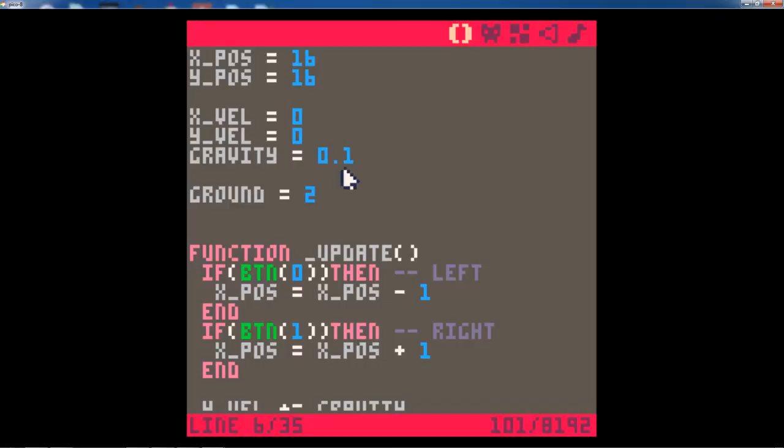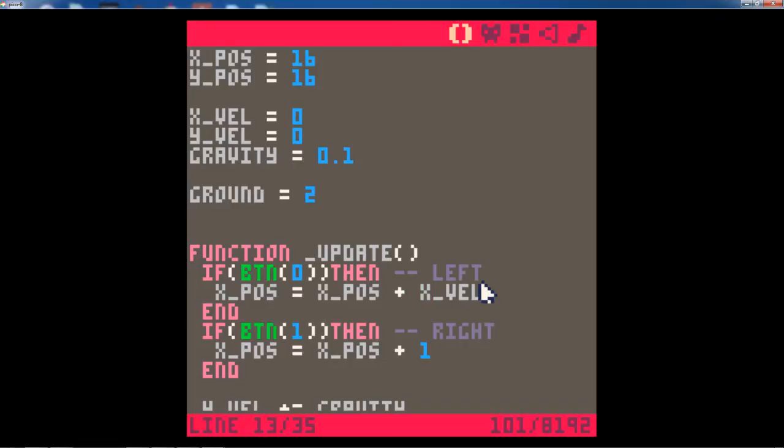So for gravity, for falling, for the y velocity, we had gravity being added. We're going to need a walk velocity. So first off, it could be x pos equals x pos plus x vel, but I'm going to use the shorthand version of this. Same functionality. This does the same thing.